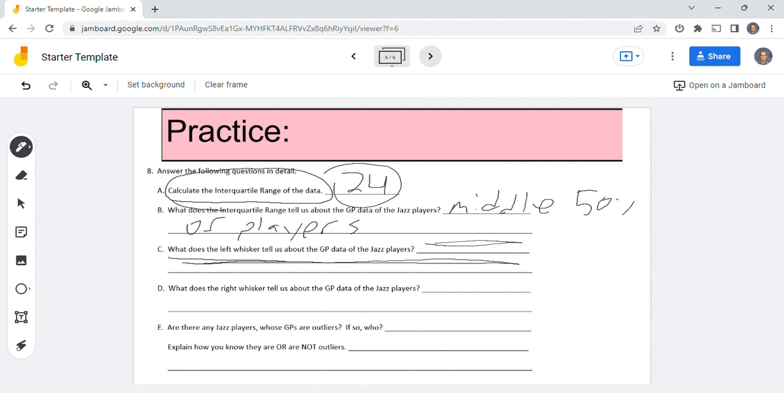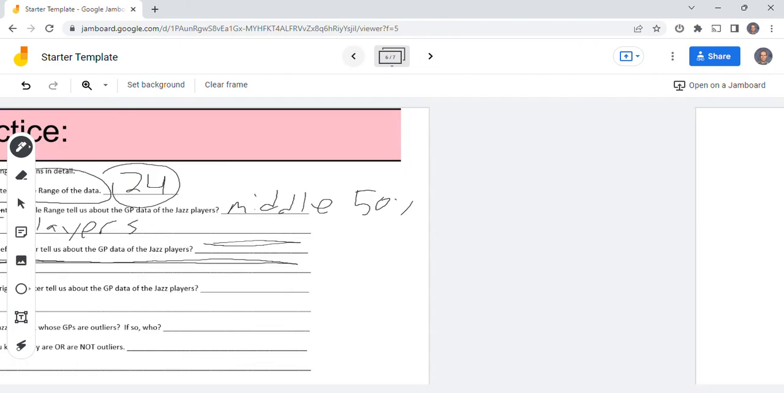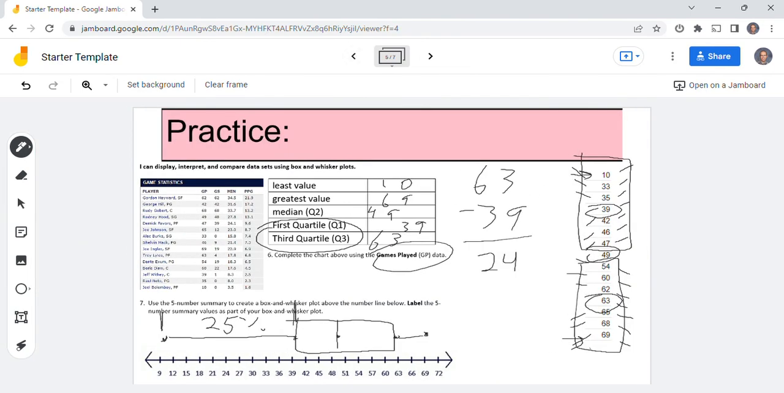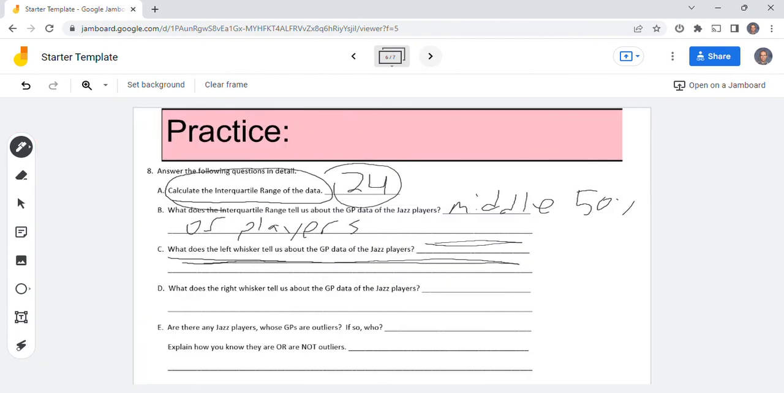What does the right whisker tell us about games played? The right whisker is over here. It also contains 25% of the data, but this one goes from the third quartile, which is 63, to the maximum of 69. So one possible sentence could be that the top 25% of players played between 63 and 69 games.